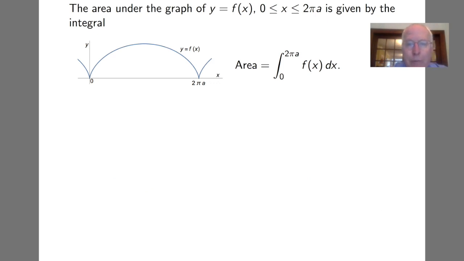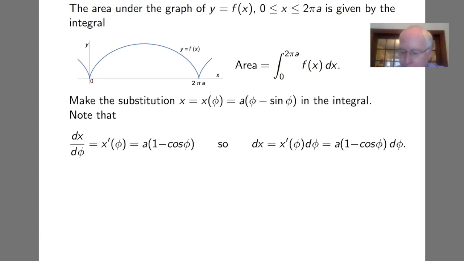Well, area under a graph is one of the first applications we learned for integration. If the graph is y equals f of x, and we're looking at x values between 0 and 2 pi a, the area under the curve is just given by integrating f of x dx from 0 to 2 pi a. Now, we don't know f, but we do know the parametric equations for the curve.